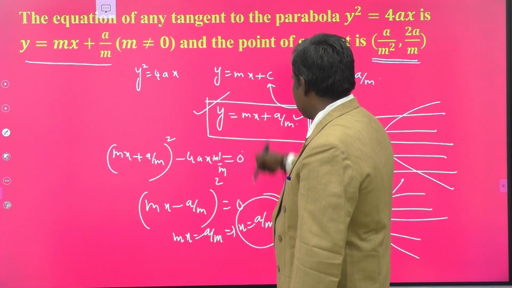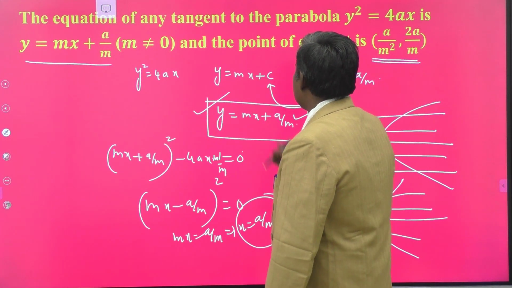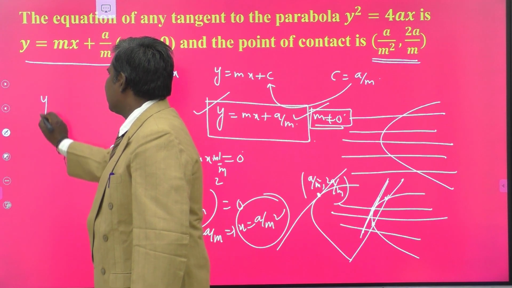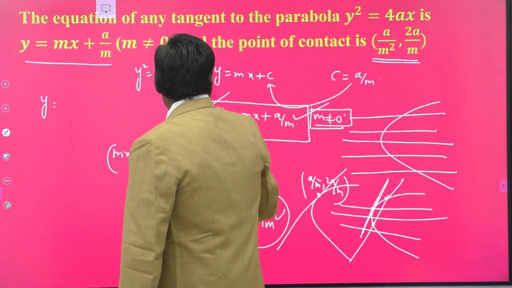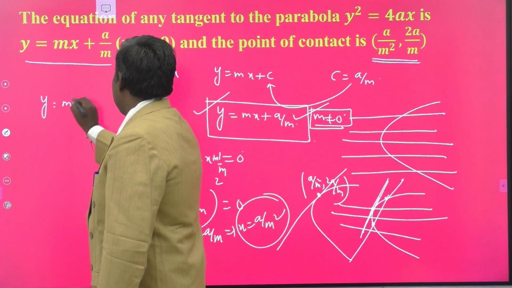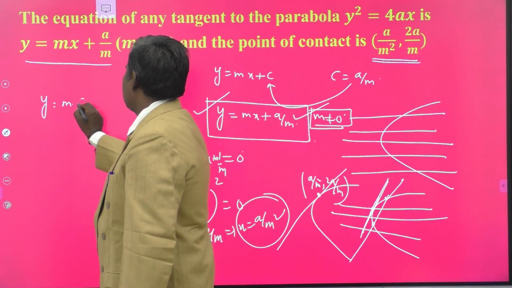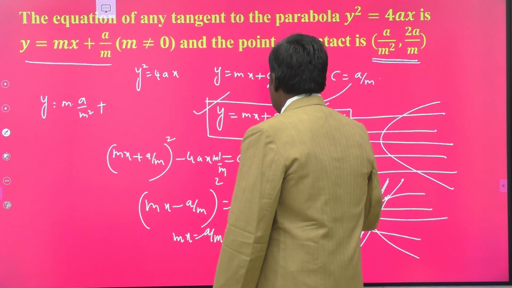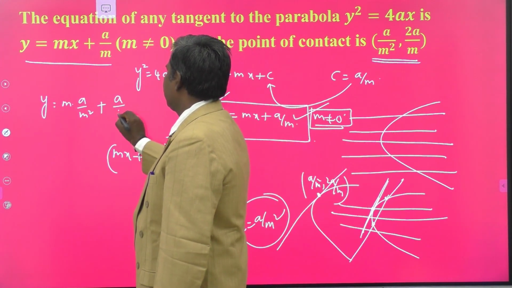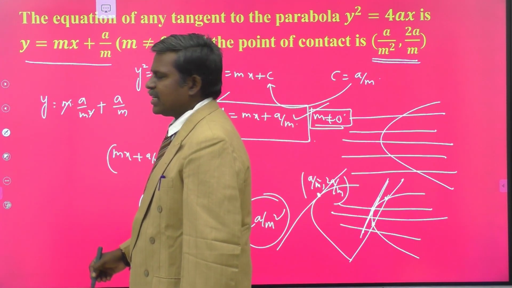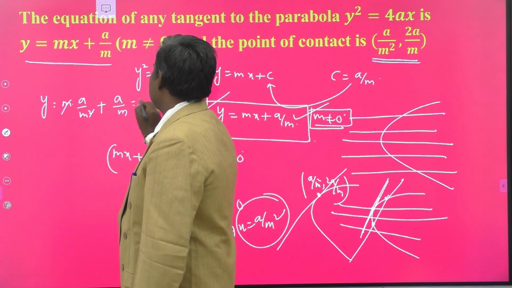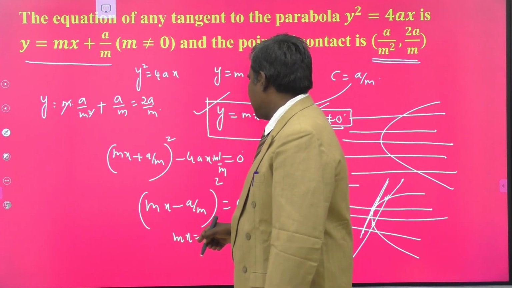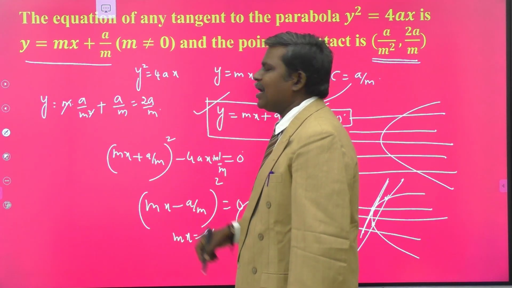Substitute x = a/m² and c = a/m. We get the coordinate of y also. So y is what now, my dears? y = m into x, which is a/m², plus c. c is what? c equals a/m. So m² and m get cancelled: a/m plus a/m. This is nothing but 2a/m. So what is my point of contact? The point of contact is (a/m², 2a/m).